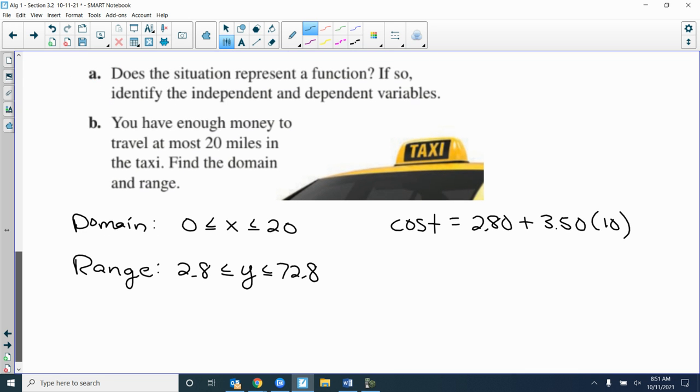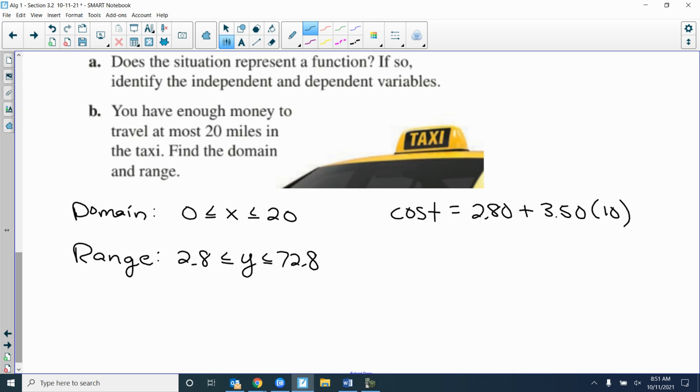So here's the deal. Now nobody would ever do this, but according to the situation, this is how we got to list it. If you drove 0 miles, you still would have to pay $2.80. I'd have a serious problem with the cabbie if I got in and got out and you charged me $2.80. But according to the situation, you have to.